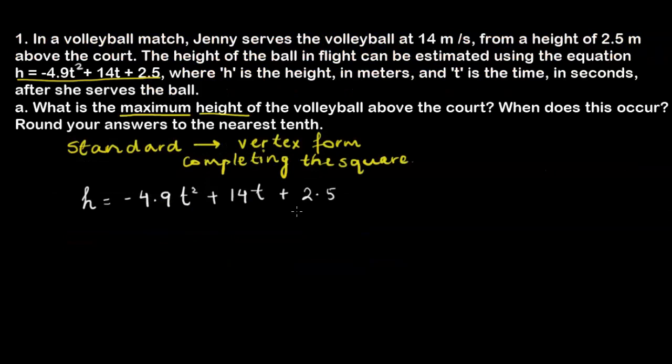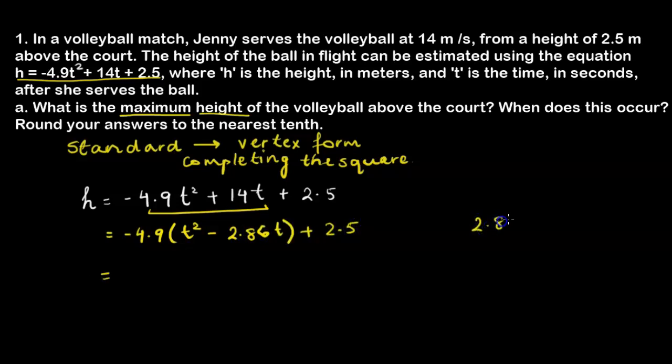We are given this equation. We know the steps for completing the square, so we would follow all the steps. First, we have to factor a out of x squared plus bx. We would be left inside the bracket with t squared minus 2.86t, plus 2.5 stays outside. The next thing we have to do is to divide 2.86 by 2. This is the b value. And we would get 1.43 with that. Then we have to square 1.43 and add and subtract it within the bracket.